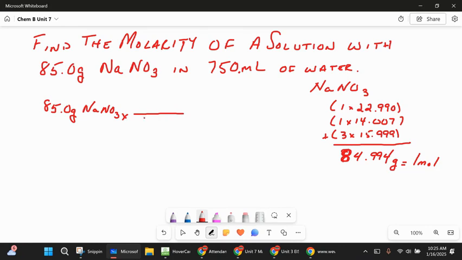What's this going to look like here, ladies and gentlemen? 84.994 grams on the bottom and 1 mole. So our answer is going to be just a little bit bigger than 1 mole. 1.0 what? 1.00. Okay.